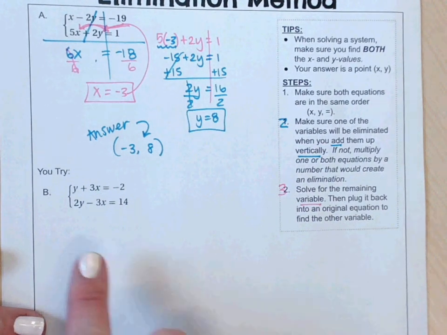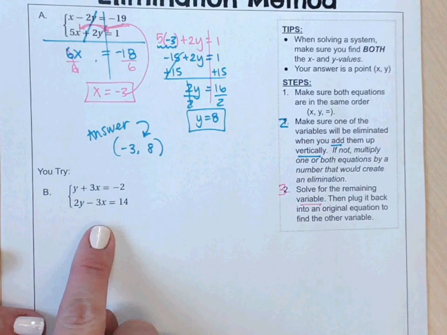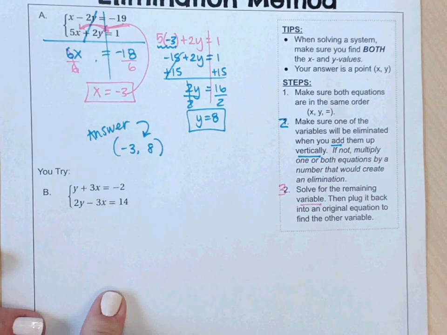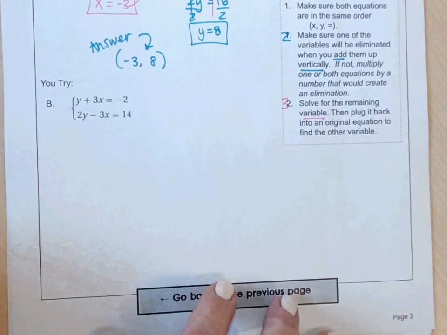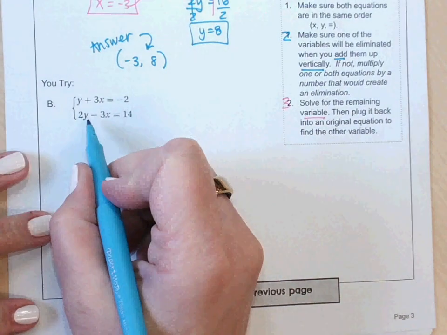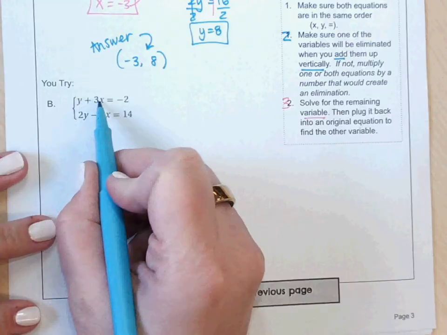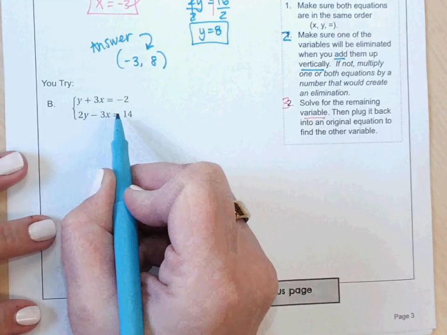See if you can try B on your own. Hit pause right now and see if you can beat me to the answer, and then watch as I solve to see if you did it correctly. Step 1, make sure they're in the same order. Yx equal sign, Yx equal sign.